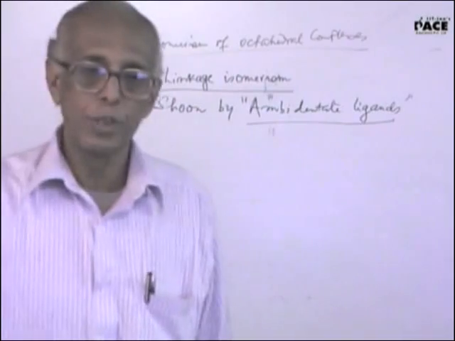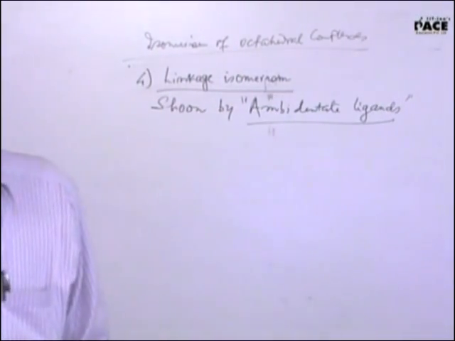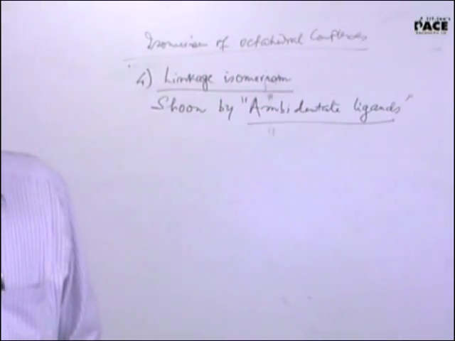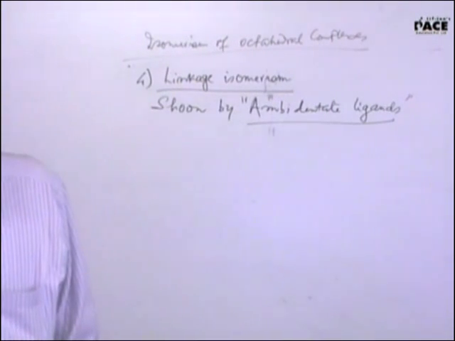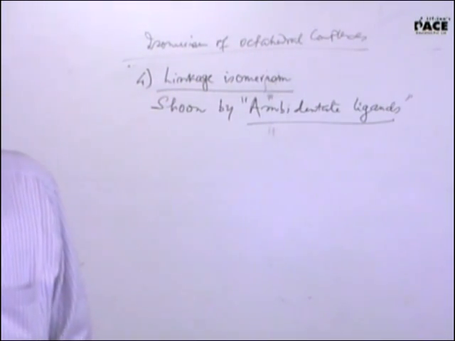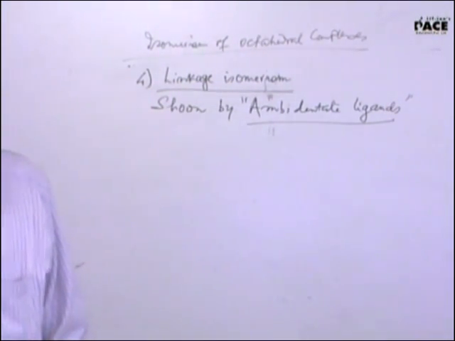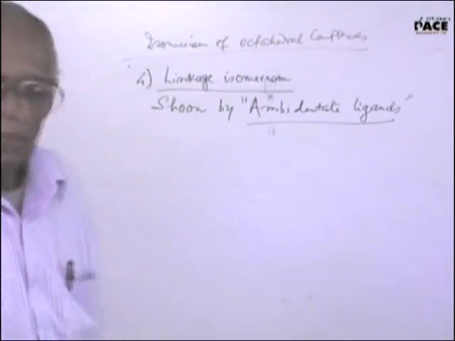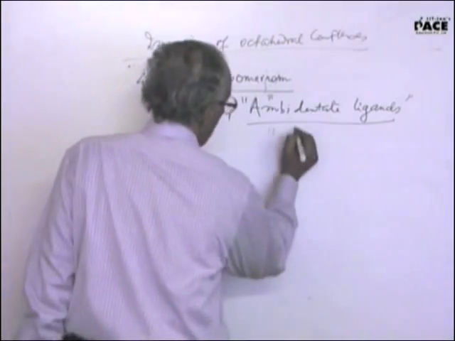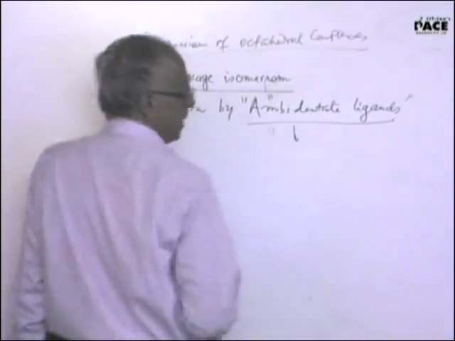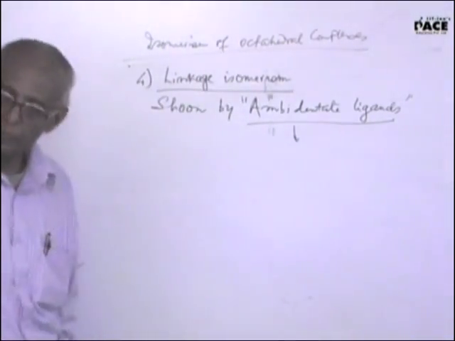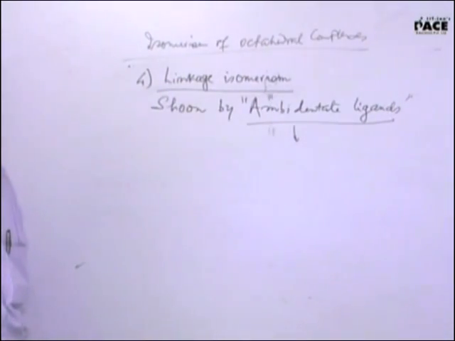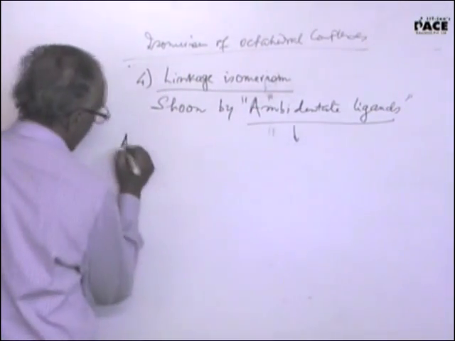Linkage isomerism will be exhibited by ambidentate ligands only. What is an ambidentate ligand? Different types of ligands.